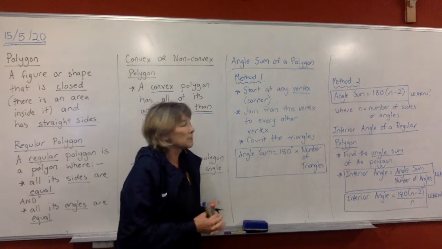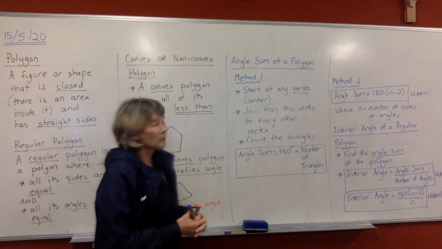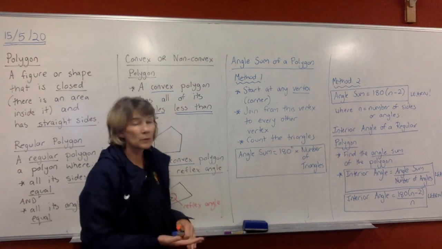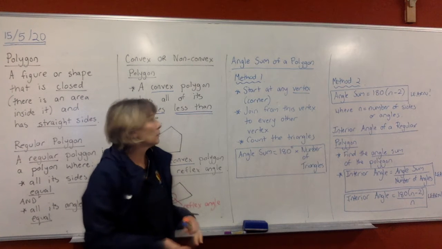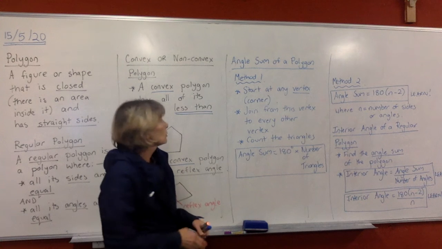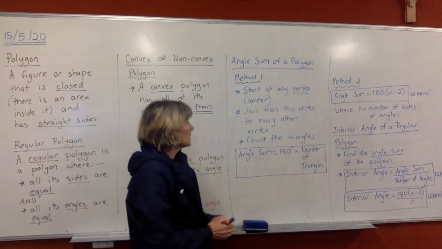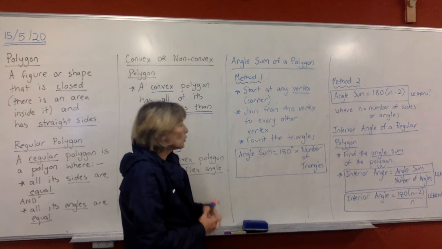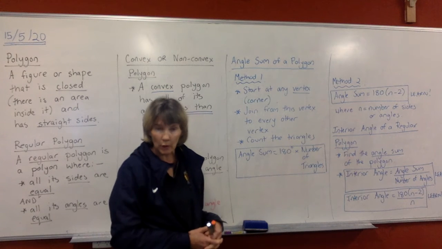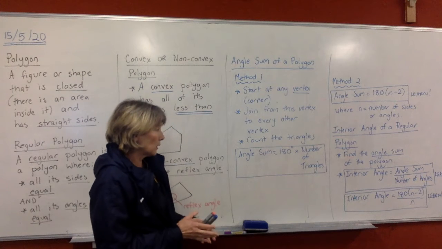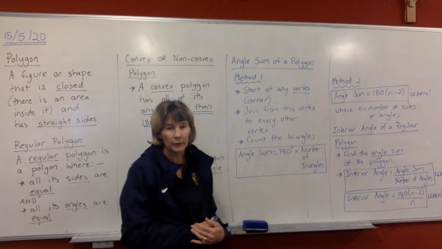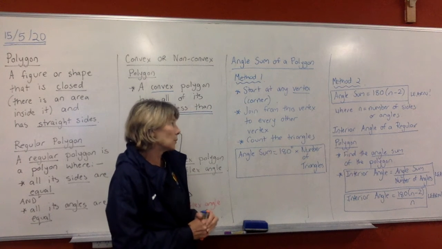Okay, so we're looking at angle sum of a polygon now. To find the angle sum of a polygon that's got more than 4 sides, we need a way of working that out. So we know the angle sum of a triangle is 180 degrees. We know the angle sum of a quadrilateral is 360 degrees, because that's really just 2 triangles. So for any polygon, we start at a corner or a vertex, and we join from that vertex to every other vertex. That forms triangles, so we count those triangles. Now every triangle has 180 degrees, so the angle sum for your polygon will be 180 degrees times the number of triangles that you have. When we go through the examples, I'll explain that in more detail.